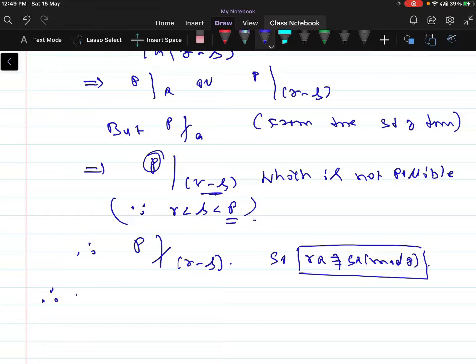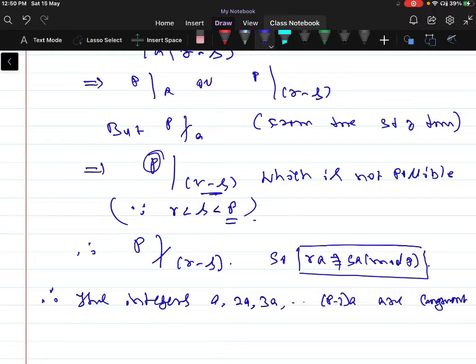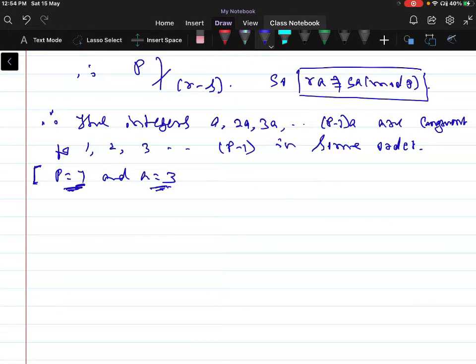Therefore the integers a, 2a, 3a and so on, p minus 1 times a, are congruent to 1, 2, 3 and so on, p minus 1 in some order. So to understand the above concept, let us take an example.